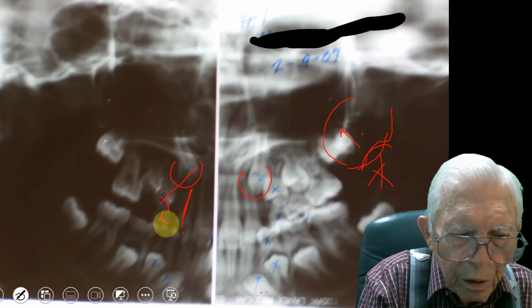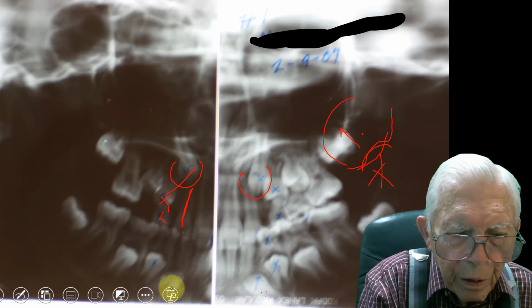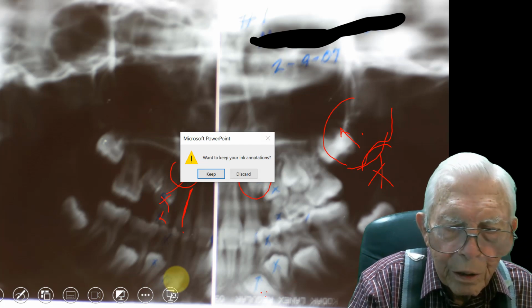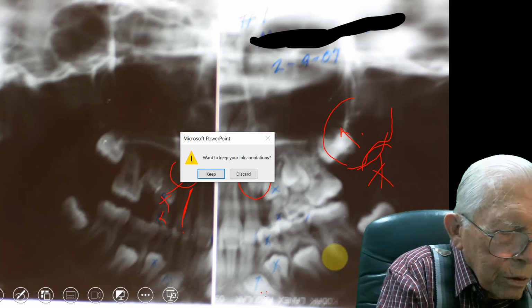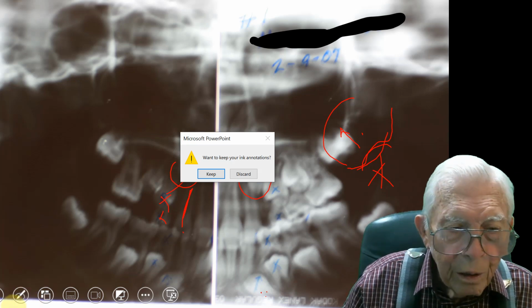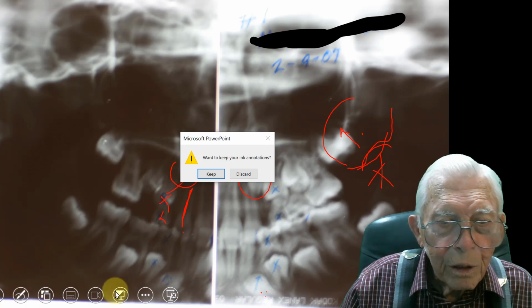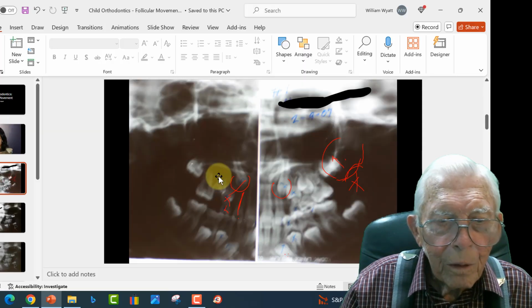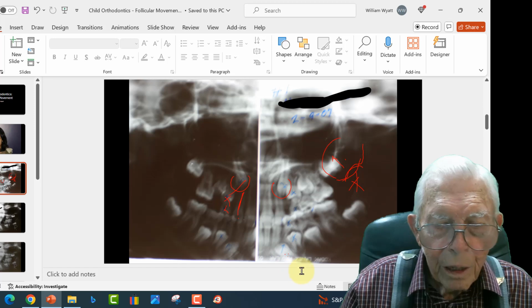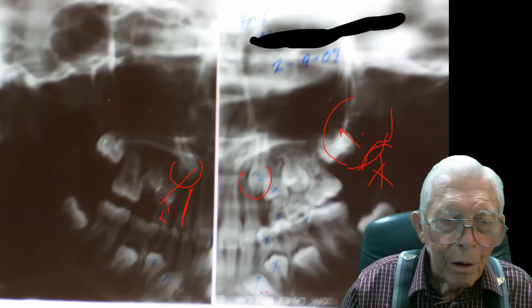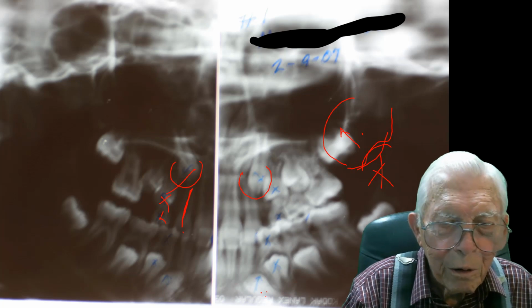Here's this tooth coming up, and it's running into a permanent tooth. I'm sorry, I got this thing messed up. I'll have to go back over here. What did I do here that I messed up? All right. Now I have to go back. All right, maybe we're back in gear here.